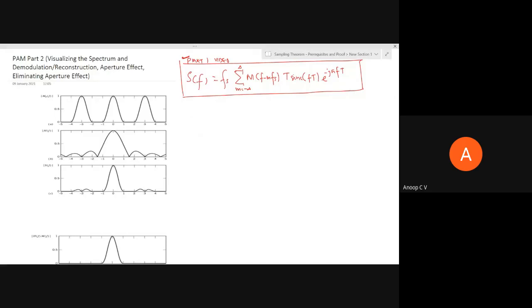In actually doing so, in PAM transmission, we have a problem. There will be a distortion because we are using flat top pulses for transmission of the samples. That is the aperture effect. We'll see what the aperture effect is, and also how we can eliminate the aperture effect using an equalizer. That's what we'll be seeing in this particular video.